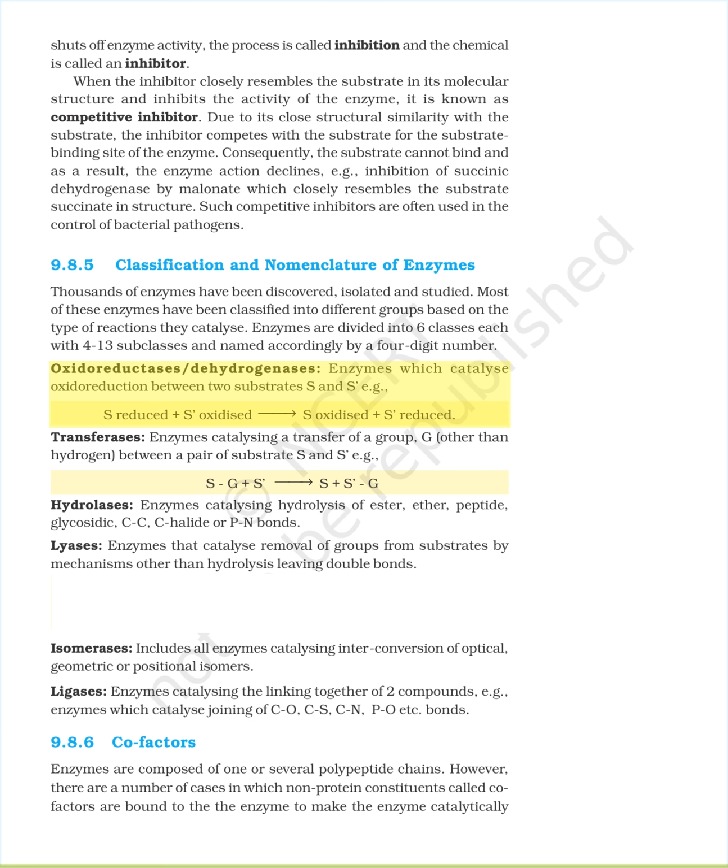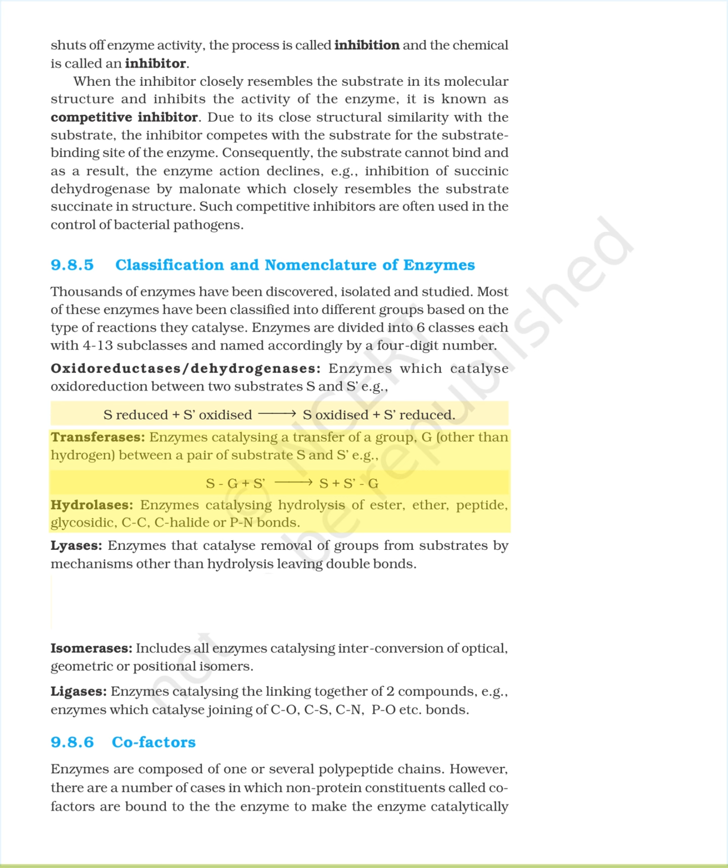Oxidoreductases/dehydrogenases are enzymes which catalyze oxidoreduction between two substrates S and S', S reduced plus S' oxidized gives S oxidized plus S' reduced. Transferases are enzymes catalyzing a transfer of a group, G, other than hydrogen, between a pair of substrates S and S', G-S plus S' gives S plus G-S'.